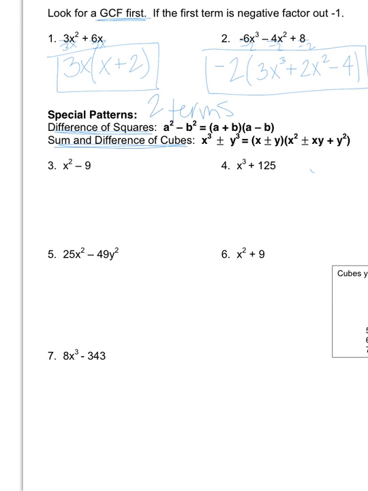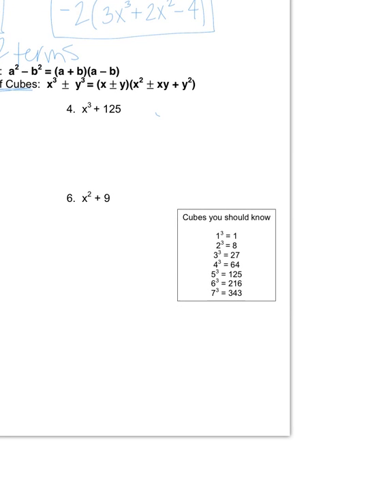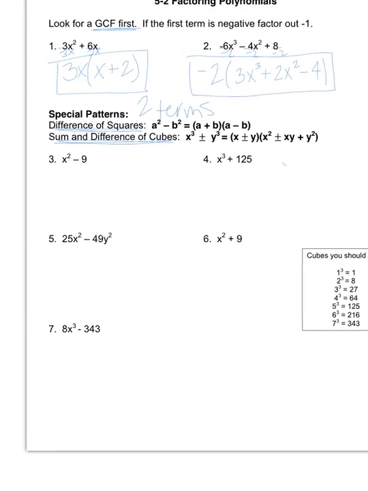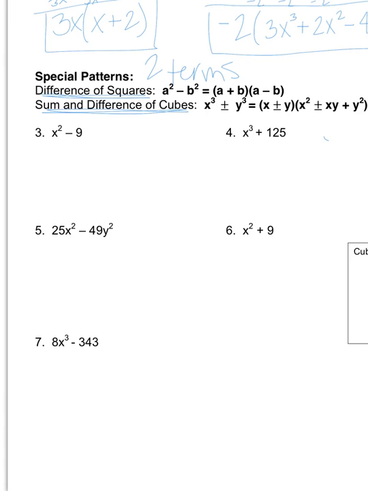Okay? All right, so cubes, perfect cubes. If you notice on your notes, they're written right here. So 1 cubed is 1, 2 cubed is 8, 3 cubed is 27. So 1, 8, 27, 64, and so on. Those are perfect cube numbers. Okay, so let's look at number 3. So first we check for a GCF. They do not have anything in common. Okay, so we're either checking for difference of squares or sum and difference of cubes.